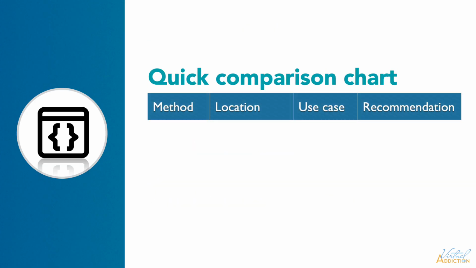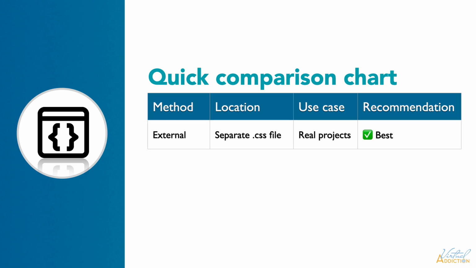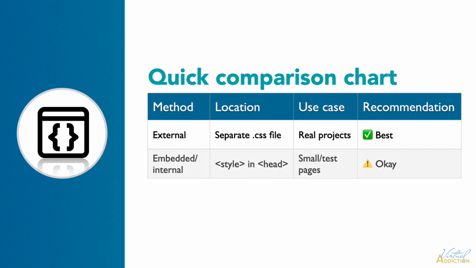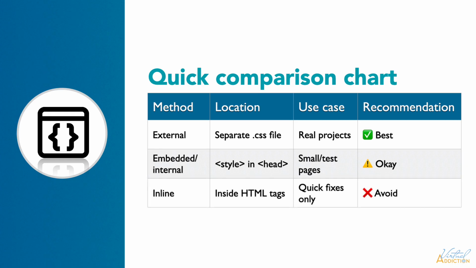Here's a quick comparison. External CSS is stored in a separate file and is best for real-world projects. Internal CSS is placed in the head and is okay for small or test pages. Inline CSS is written directly in HTML tags and should generally be avoided except for quick fixes.